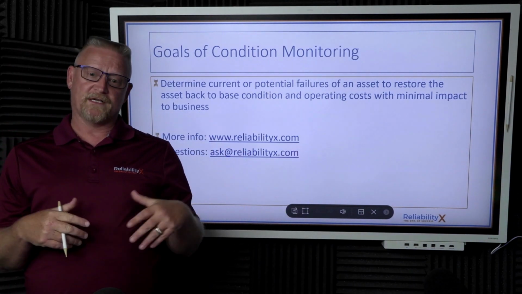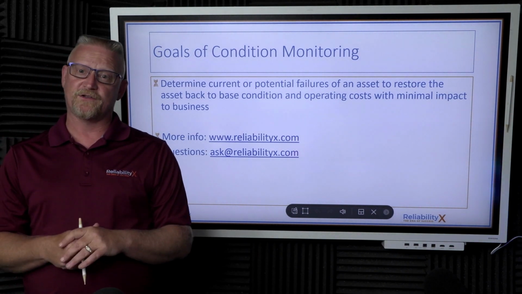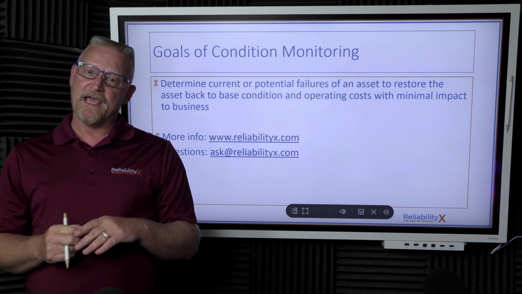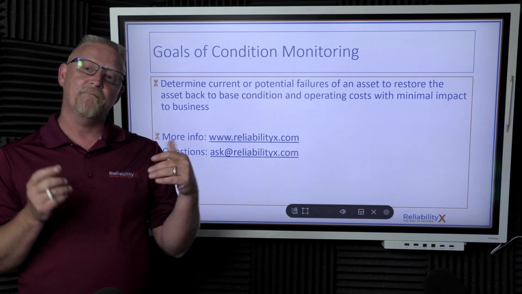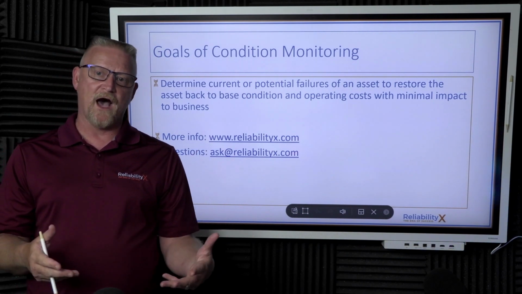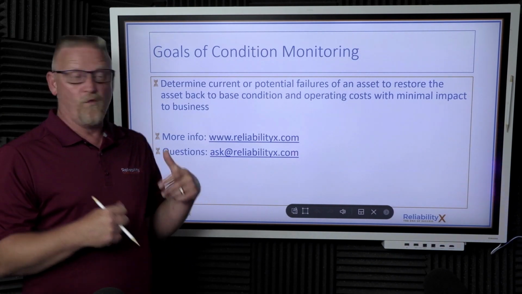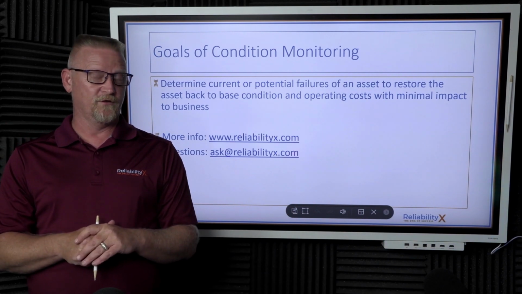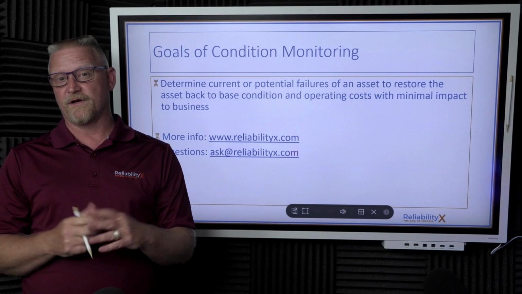So, from a condition monitoring standpoint, what are the goals? Well, the goal really is to determine the current or potential failures of an asset and restore those back to base condition and operating cost with the minimal impact to the operation. In our next video associated with, why do we use predictive technologies, we're going to go down that path just a little bit further.